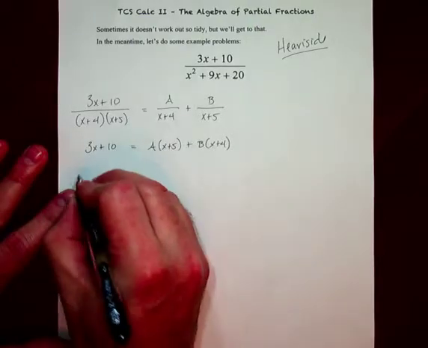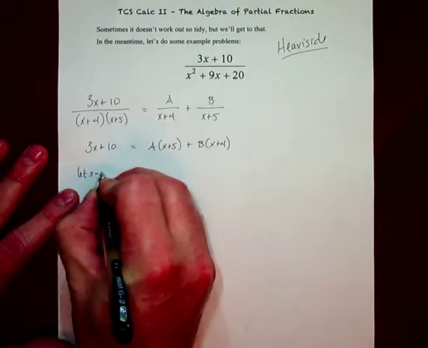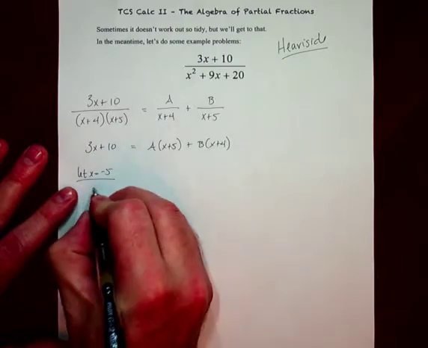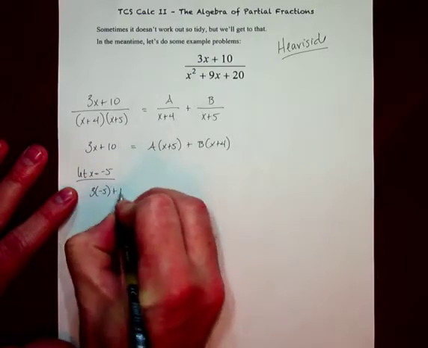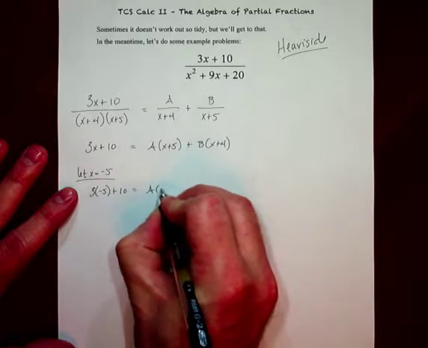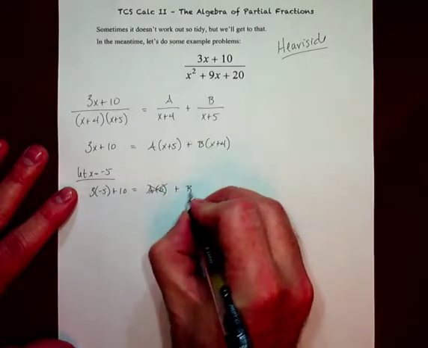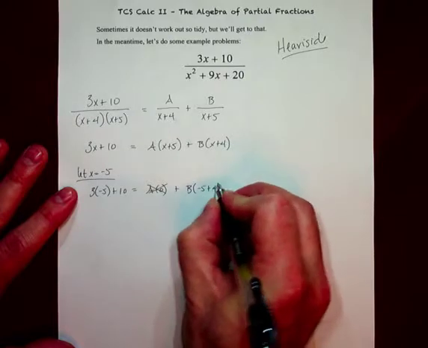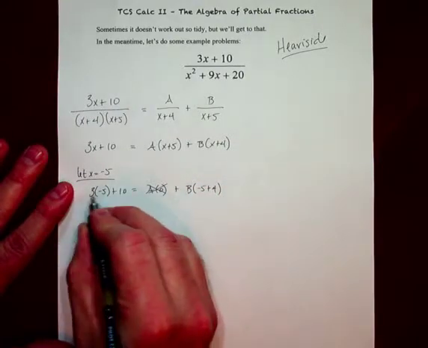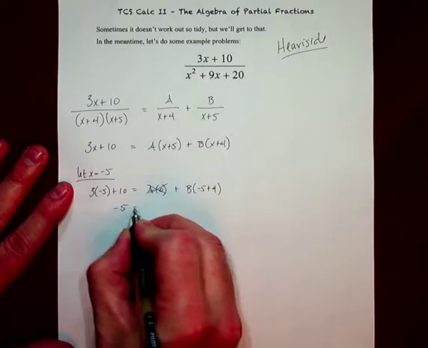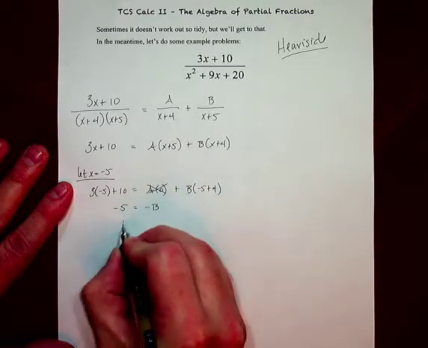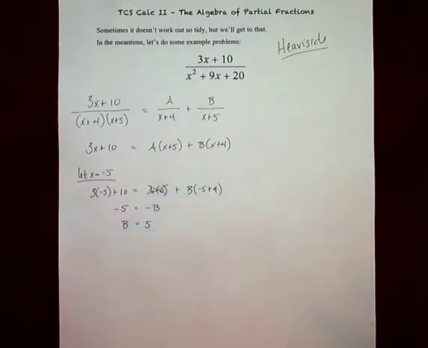And so we're going to let x equal negative 5, and we get 3 times negative 5 plus 10, and a times 0, that makes that go away. That was kind of the point. And you get negative 5 plus 4, and therefore we get negative 15 plus 10, or negative 5, is equal to negative b, or b is equal to 5.